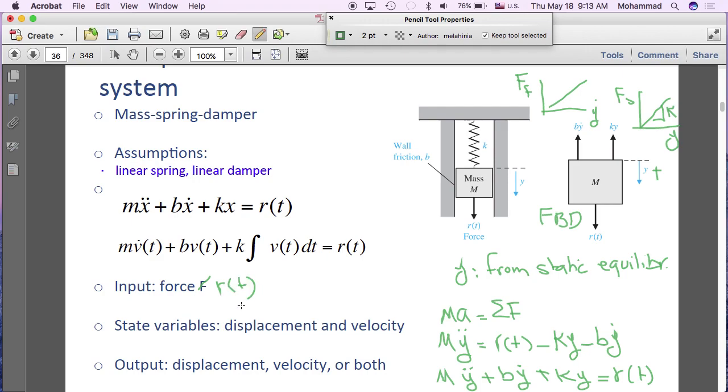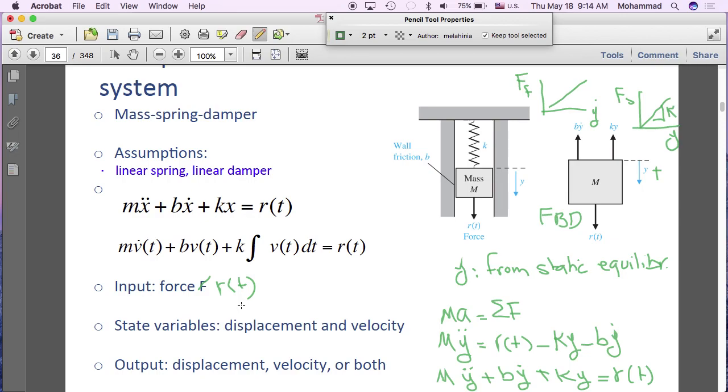So that's the input. Now, state variables are position and velocity. But how do you know? Can you simply look at the equation and decide what the state variables are?